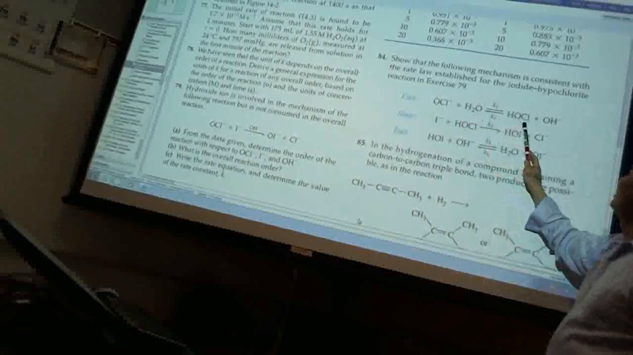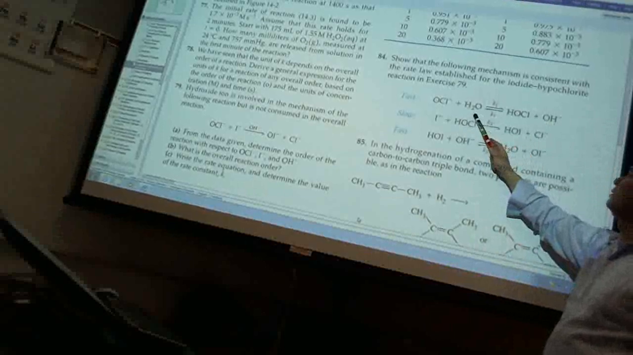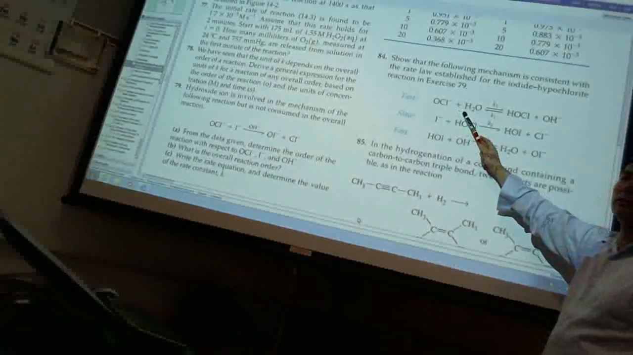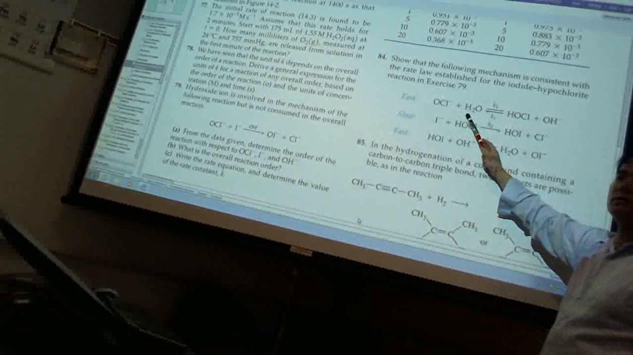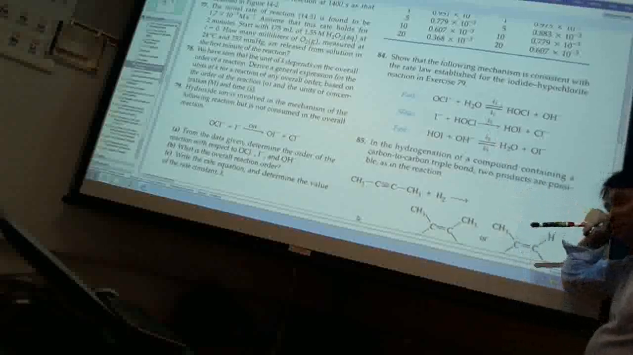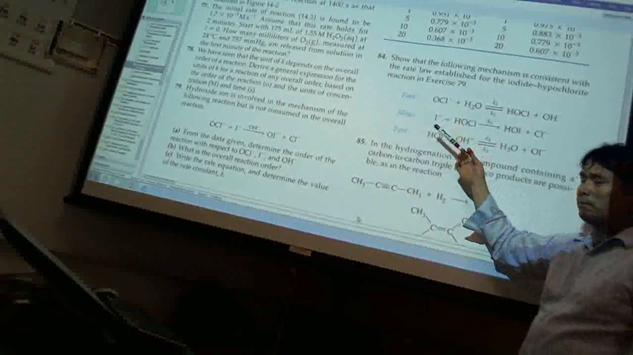Yielding HOCl and hydroxide. What kind of reaction is this? This is acid base. In fact, this looks like the Kb equation for hypochlorite, doesn't it? And it is. This is the Kb equation for hypochlorite. And so that seems like a reasonable collision, doesn't it? I mean, you expect this collision to happen for sure.